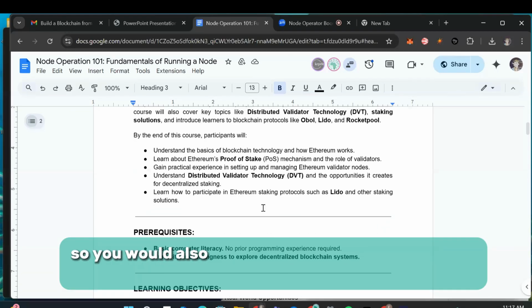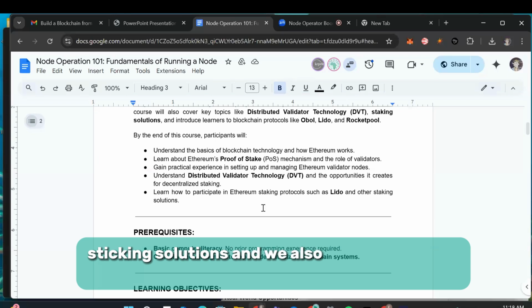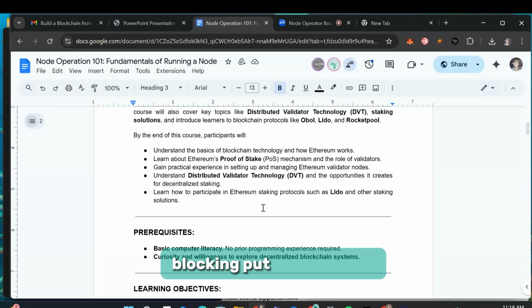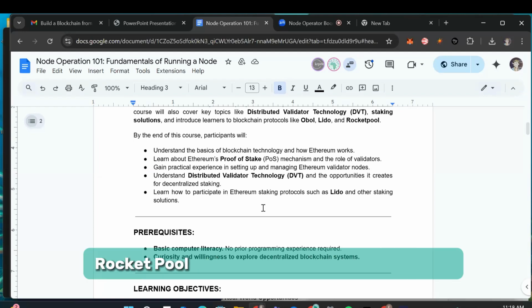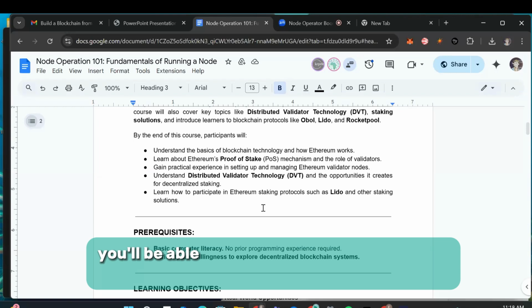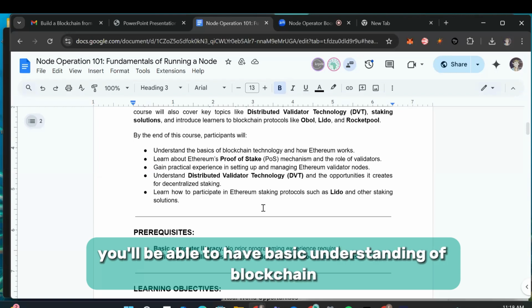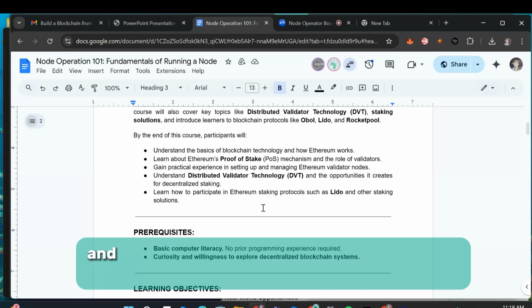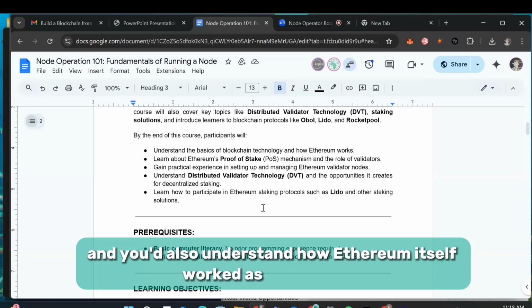So you would also have a glance understanding of different staking solutions. We also introduce you to different blockchain protocols like Obol, Lido, Rocket Pool, amongst others. So by the end, I strongly believe that you'll be able to have a basic understanding of blockchain for those who are new to it, and you'd also understand how Ethereum itself works as a blockchain.